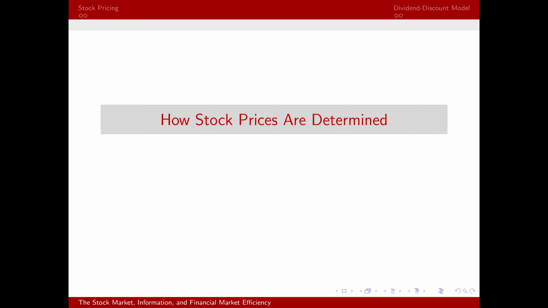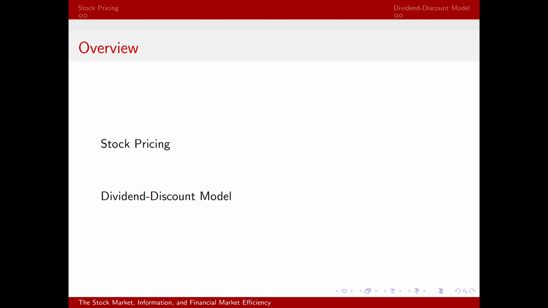And today we're going to be talking about how stock prices are determined. And I don't actually like that name that the book gave it too much. This is more talking about a couple different methods of determining what you think a stock price should be. And so we're going to talk about some stock pricing basics, and then we're going to talk about a specific pricing model called the dividend discount model.